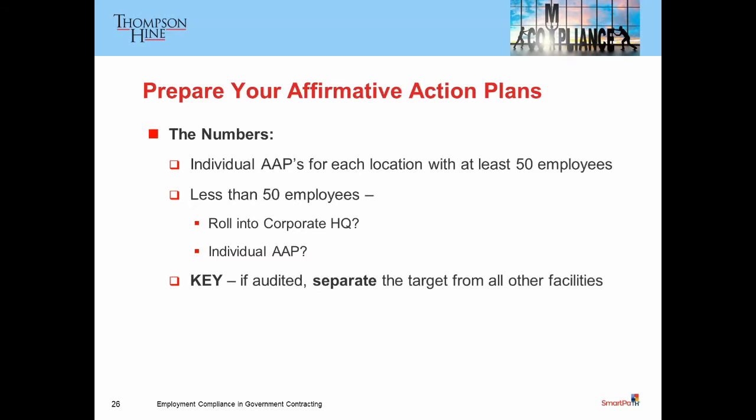The key thing to remember here is if you get audited by OFCCP, then you definitely want to separate the target facility from all other locations in an affirmative action plan. Otherwise, the OFCCP will take the approach that they have jurisdiction over all those other facilities that were rolled into that plan with the target facility, and so then they could expand their audit and their investigation appropriately. So that's definitely something you don't want. You don't want them to be sniffing around any facility other than what they've identified and sent you the letter about.